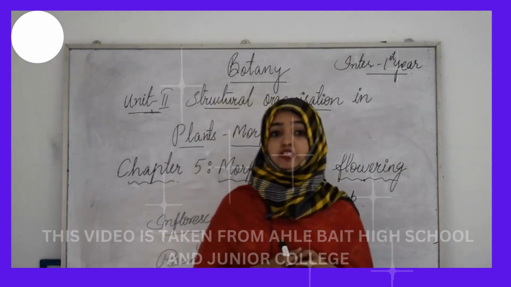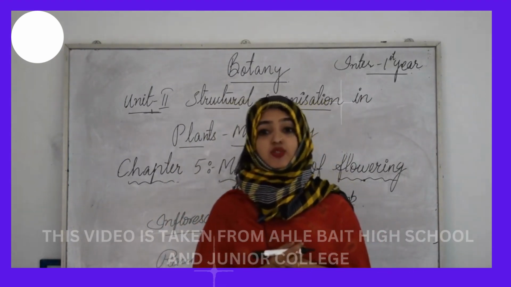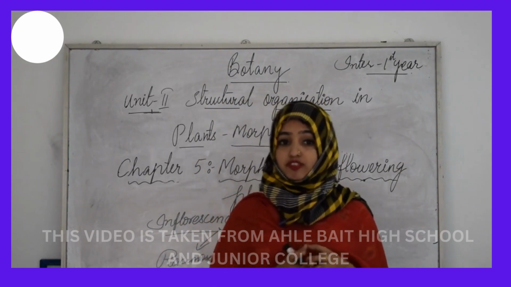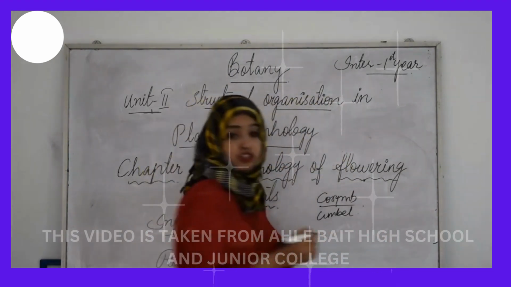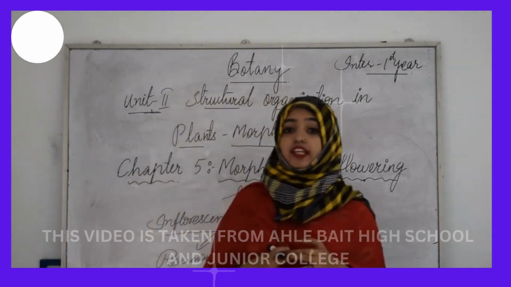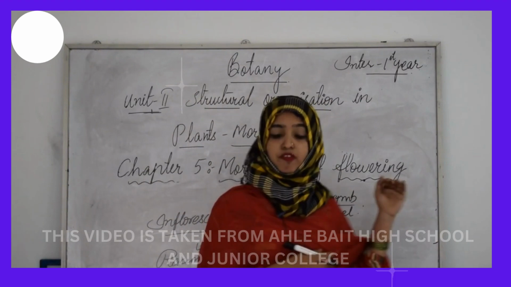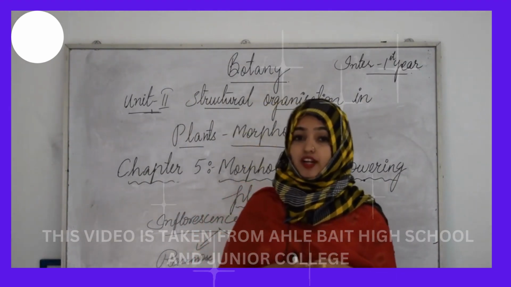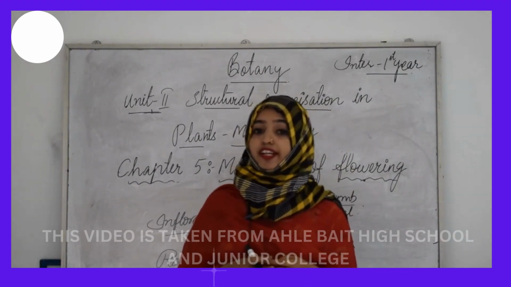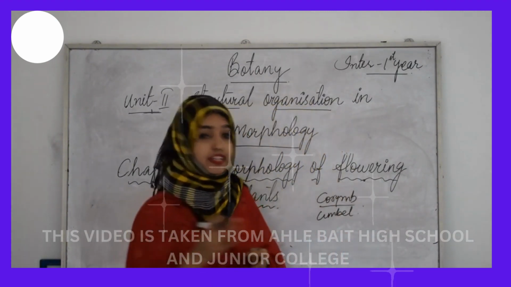In onion and members of Apiaceae, that is Umbelliferae, like carrot, the flowers appear to have arisen from the same point of the peduncle, and such inflorescence is called as umbel type. So the flowers here arise from the same point of the peduncle. The example for this can be the onions, and it is covered by a whorl of bracts that is called as involucre.